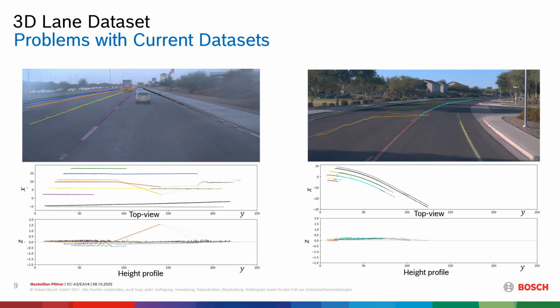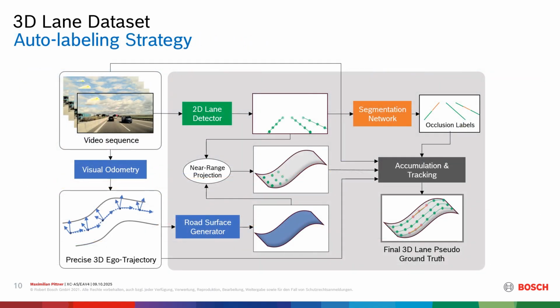Independent of our proposed model, we observe that current 3D lane datasets suffer from the fact that merely LiDAR skin points are used to recover the 3D information. This approach unfortunately often results in severe outliers and noise. We instead propose a simple yet efficient auto-labeling pipeline using temporal aggregation instead of relying on LiDAR, which is described in more detail in the paper.